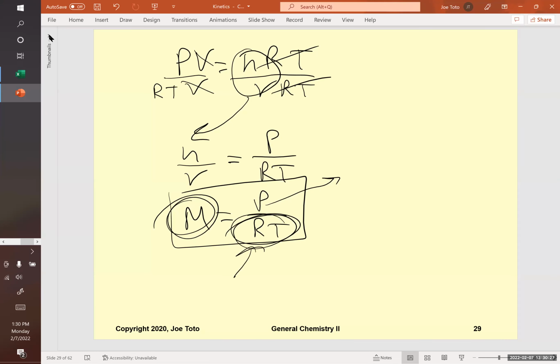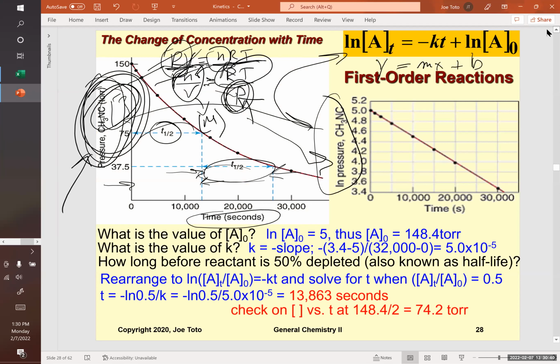As long as you keep temperature constant. Okay, so that's it. P over RT equals M. Okay. Any questions on that?